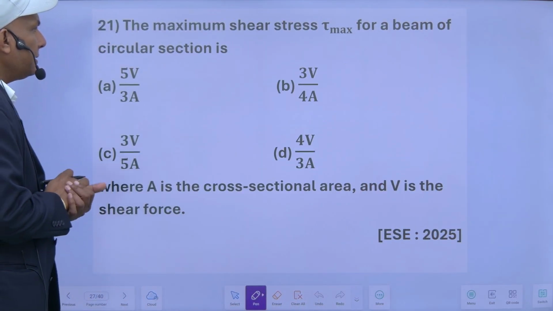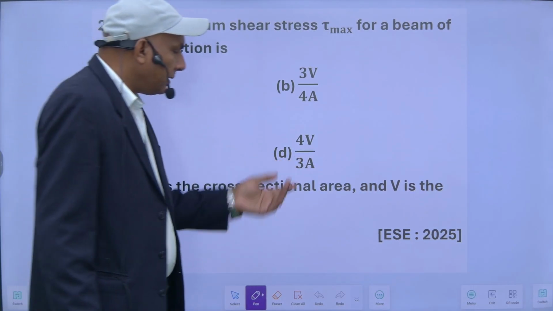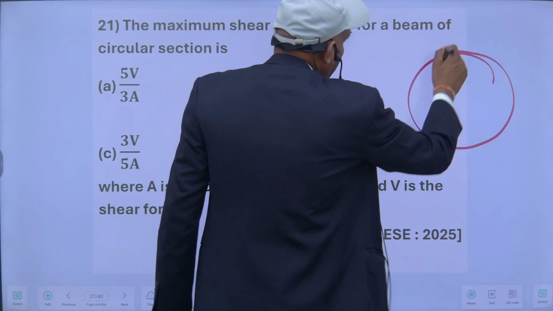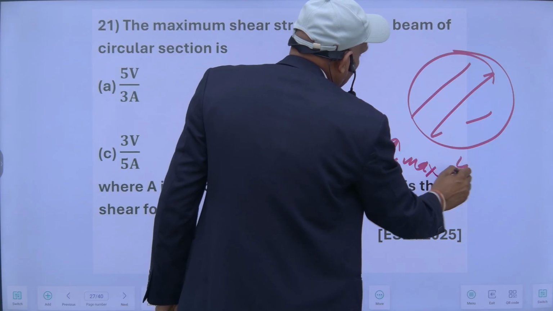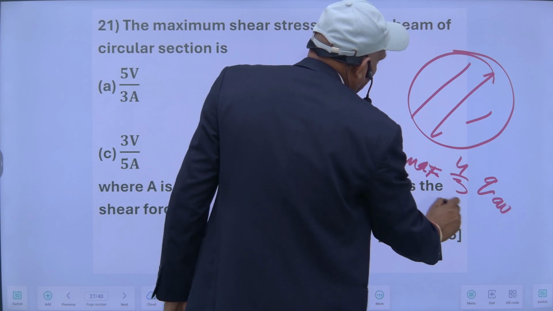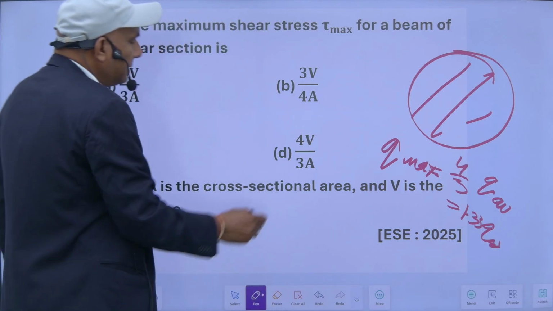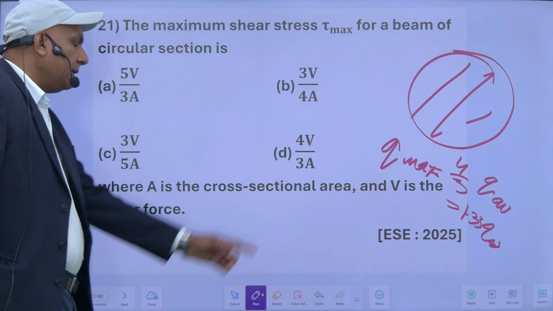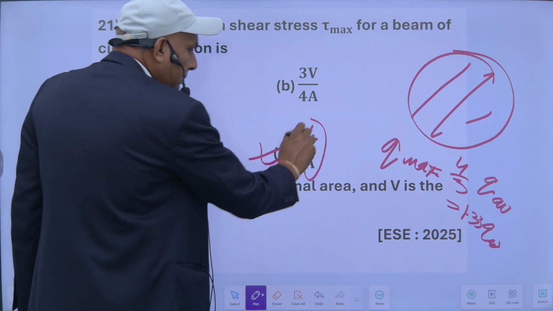The maximum shear stress for a beam of circular section is 4 by 3 times. In case of circular section, Q max is equal to 4 by 3 times of Q average, or 1.33 times of Q average. So this is shear force upon area, this is Q average, and 4 by 3 of this is Q max. So this is the right option.